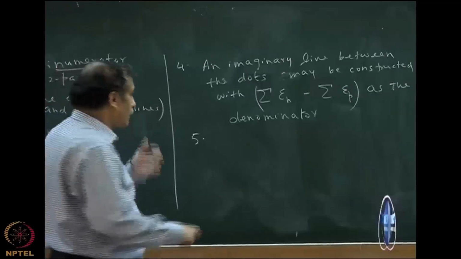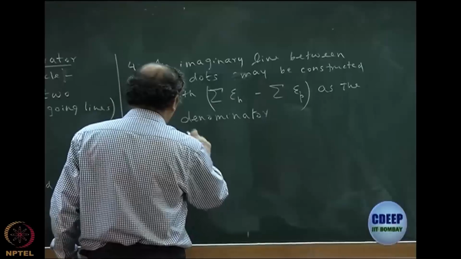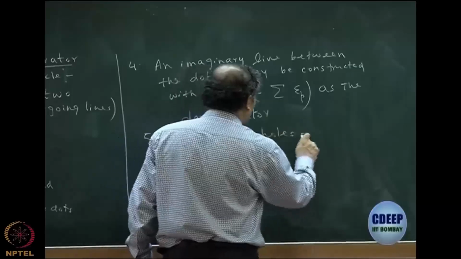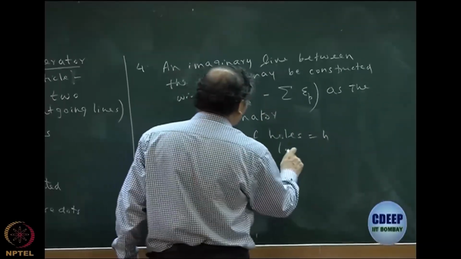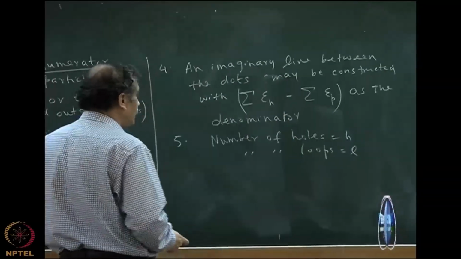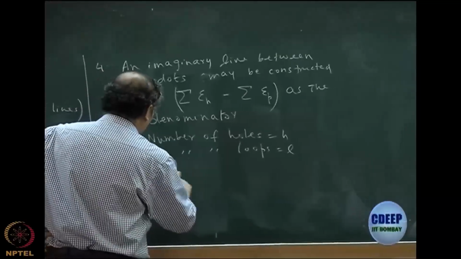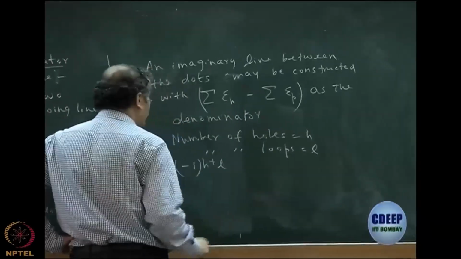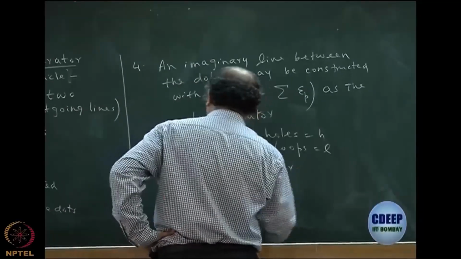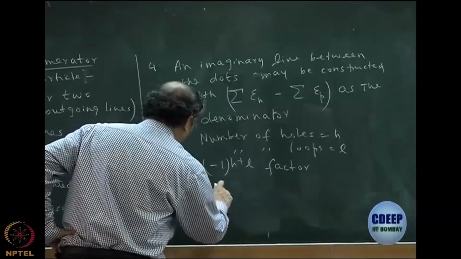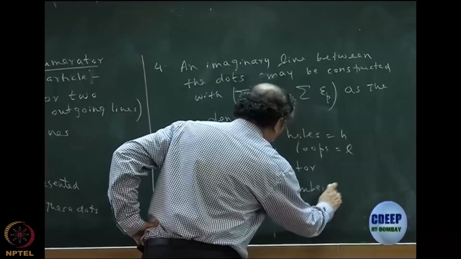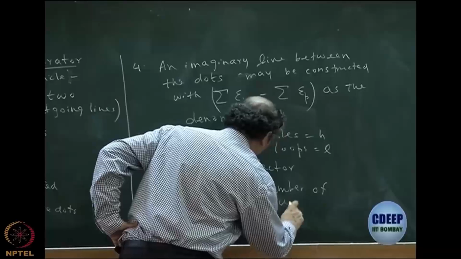Then number 5 is, if you have in the entire closed diagram a number of holes H, and number of loops L. Loops can very often be seen from the diagram or from the algebra. Then you attach a factor minus 1 to the power H plus L. So, multiply by this factor. Then number 6 is 2 to the power minus k, where k is the number of equivalent pairs.